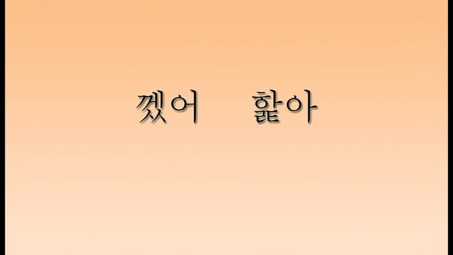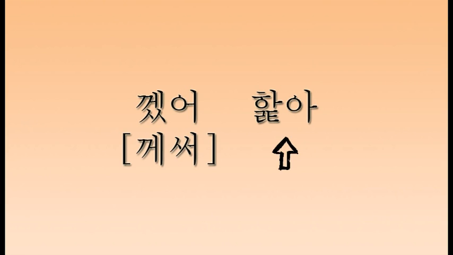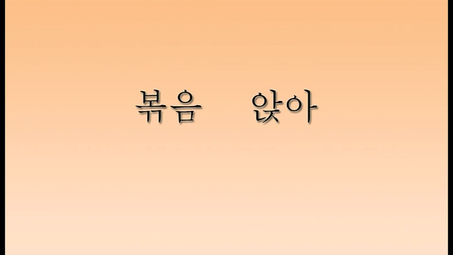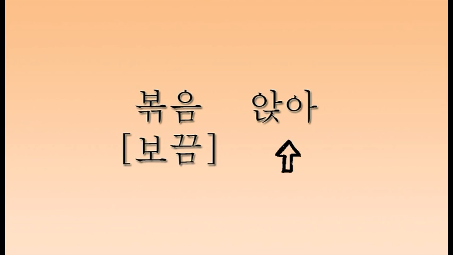So, if you have a double consonant, like here, the whole double consonant moves to the ieung position. But if we have two different consonants, just the last consonant moves to the ieung position, as you can see here. Let's practice. Gesso, halta, bokkum, anda.